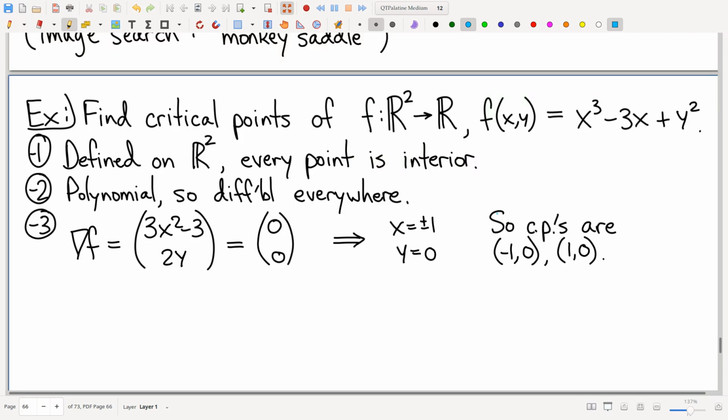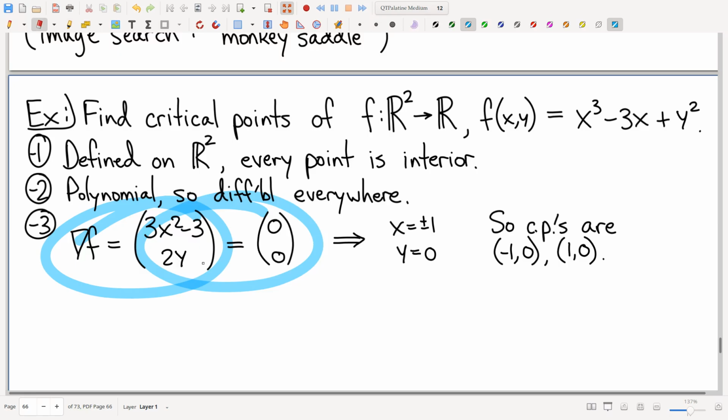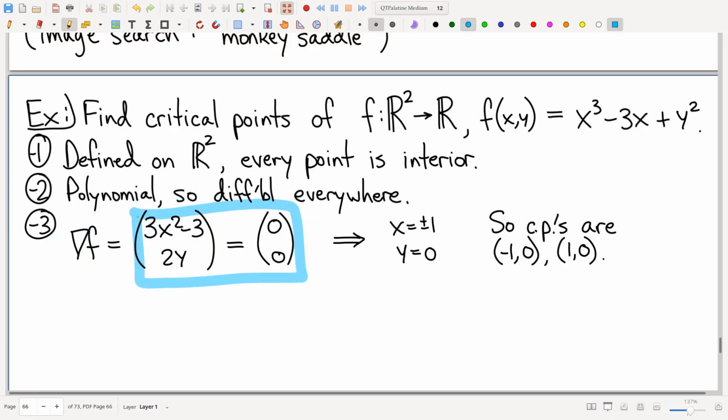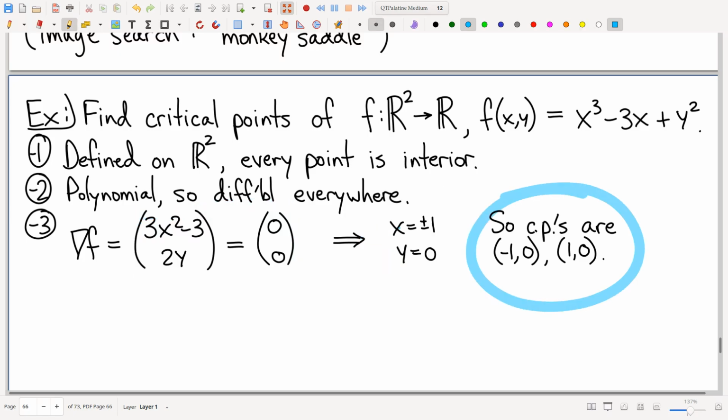Okay, third condition. We compute the gradient. We set it equal to 0. We solve the resulting system. Not hard to persuade yourself y has to equal 0. Likewise, x has to be plus or minus 1. And so, here are your two critical points. Everybody good?